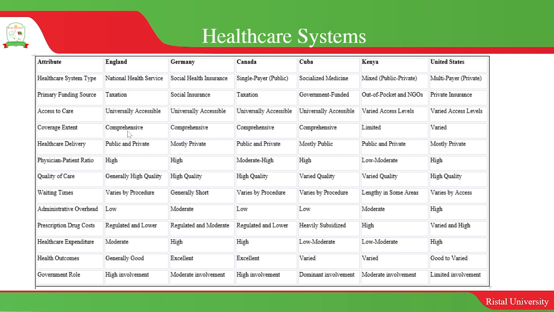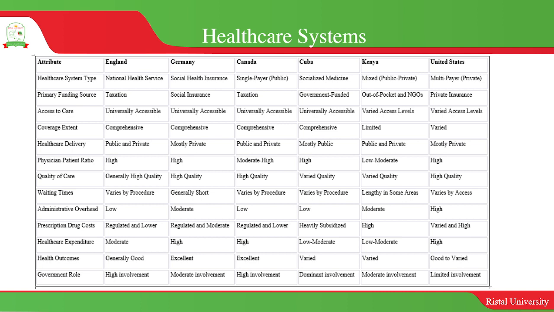In England, it is comprehensive. That means every healthcare service is catered for. Germany is the same thing. Canada is the same thing. Cuba is the same thing. Come to US, it is varied. It varies, therefore. It depends on the nature of the health insurance that you have. So you can see that Cuba has better coverage than the US, yet US is extremely rich compared to Cuba.